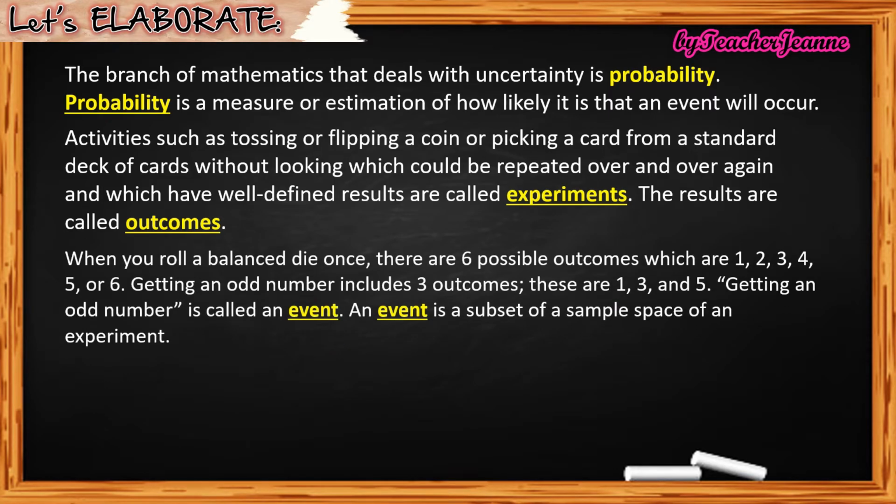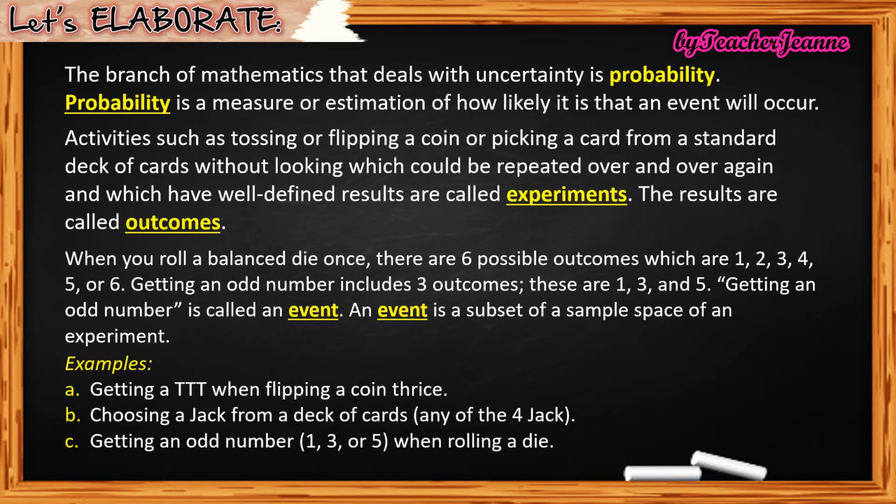When you roll a balanced die once, there are 6 possible outcomes, which are 1, 2, 3, 4, 5, or 6. Getting an odd number includes 3 outcomes. These are 1, 3, and 5. Getting an odd number is called an event. An event is a subset of a sample space of an experiment.